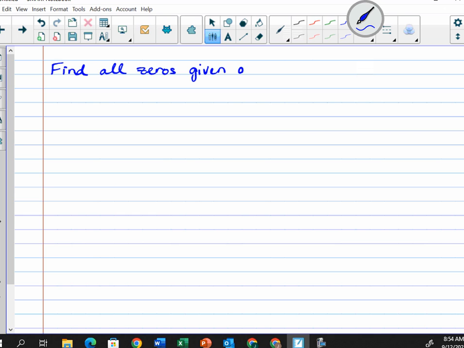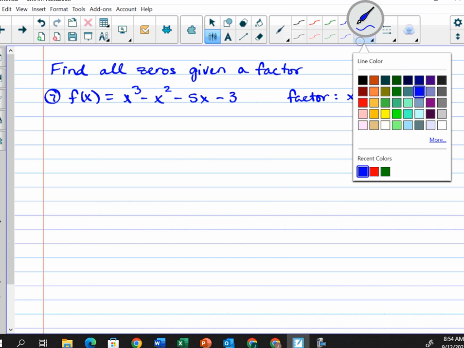All right, find all zeros given a factor. I think I'm on number 7. So your f of x is x cubed minus x squared minus 5x minus 3. Your factor over here is x minus 3.